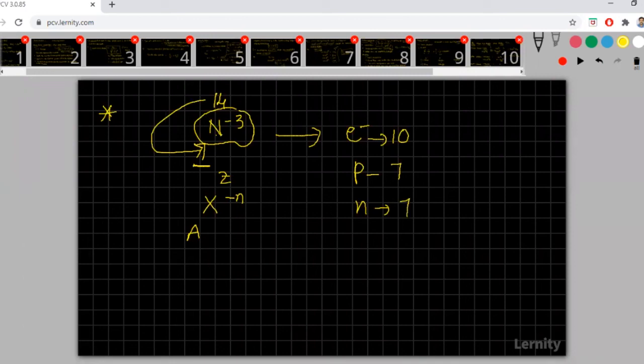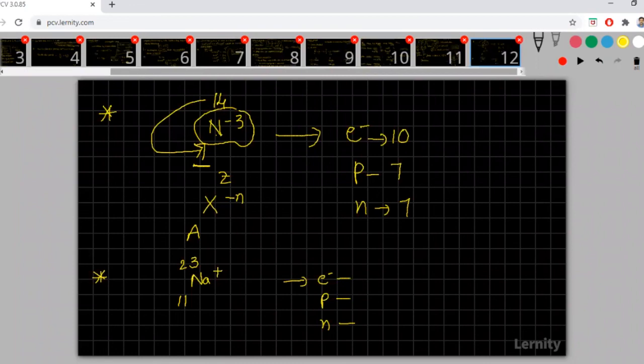Can you do some problem? I will give Na plus, 11 23. I want the number of electrons, protons, neutrons. I want the answer, ma'am.